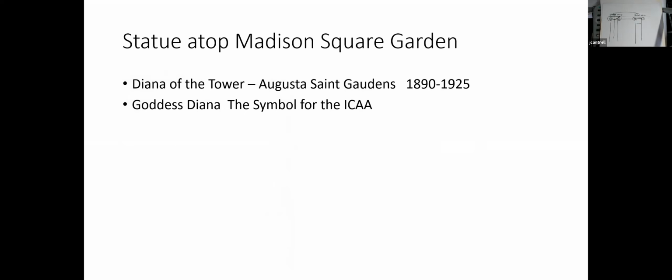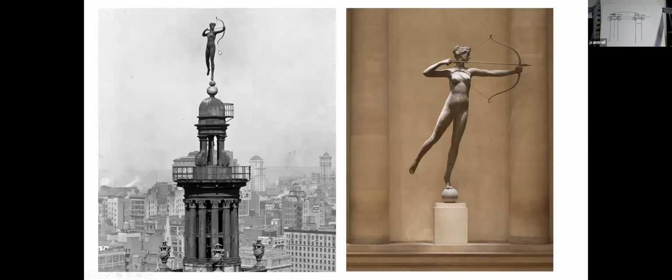Aside from that, let's take a look at a particular building and statue atop of Madison Square Garden. Her name is Diana of the Tower. The sculptor was Augustus Saint-Gaudens. The goddess Diana becomes a symbol and the icon for the Institute of Classical Architecture. So here's Diana atop of what used to be the top of the corner, the main tower in Madison Square Garden.